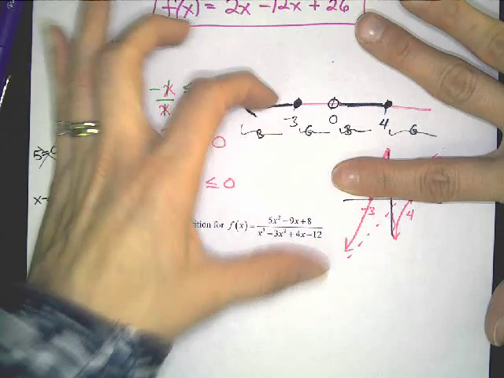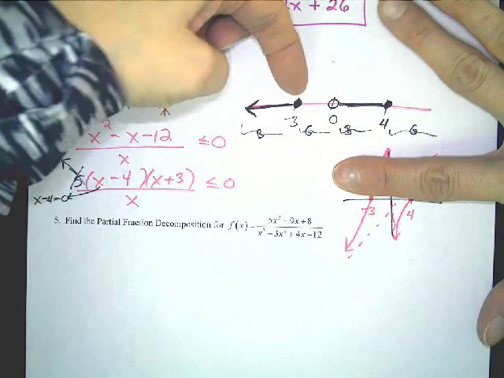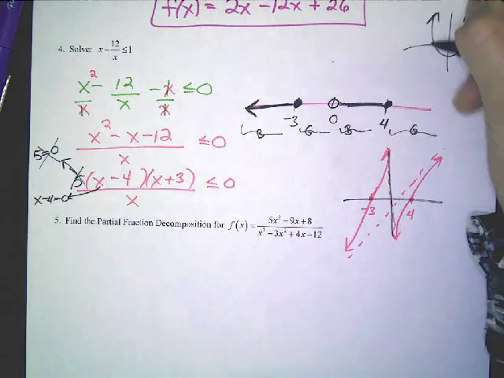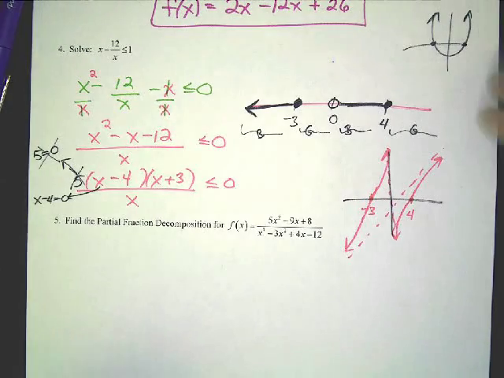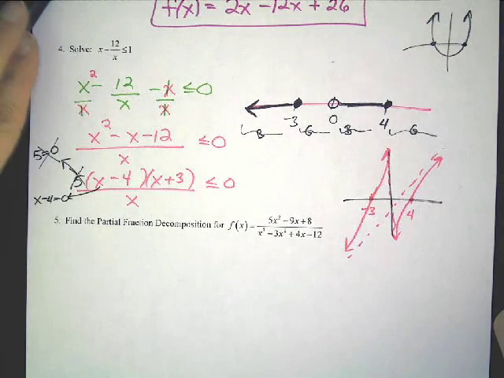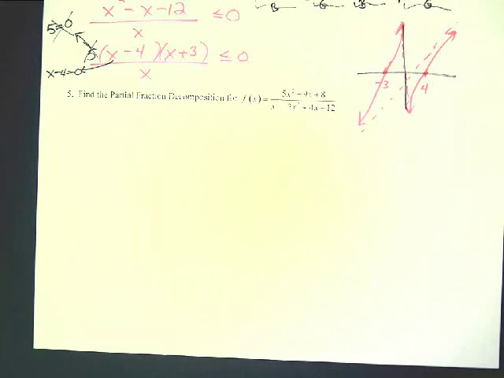But we also did this with parabolas. You could either do a number line for a parabola, and then remember how we did parabolas like this? And I said, where is the parabola greater than 0, or where is it less than 0? Okay, so you could draw graphs, or you could do number lines. It's the same thing. And the last thing that we did in Chapter 4 was partial fraction decomposition.